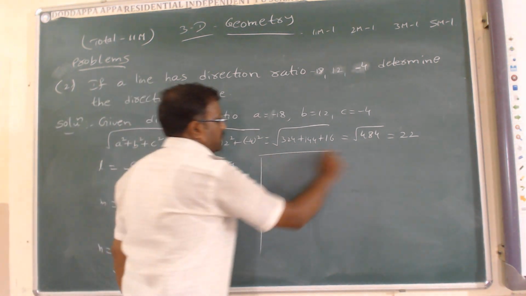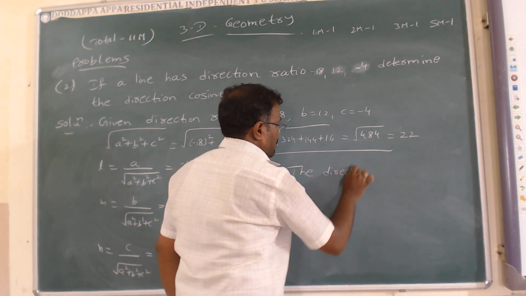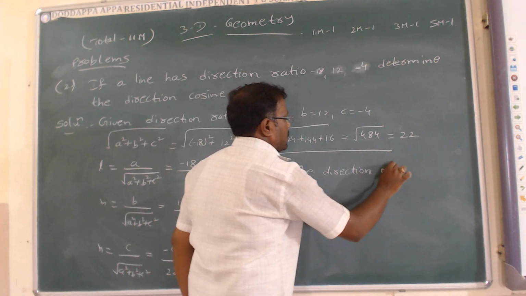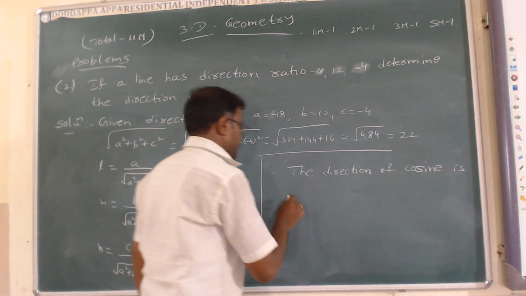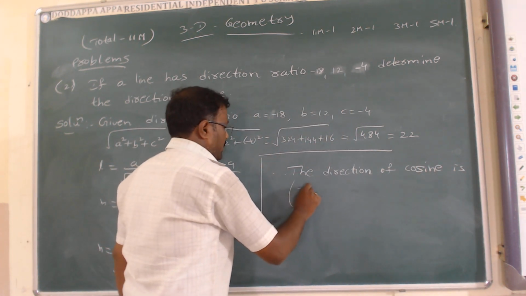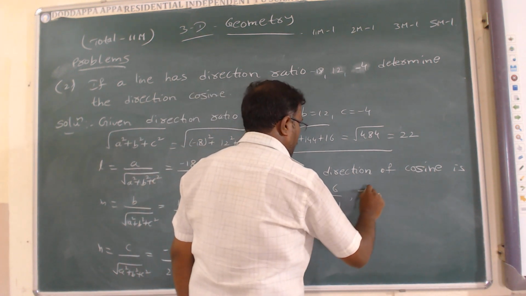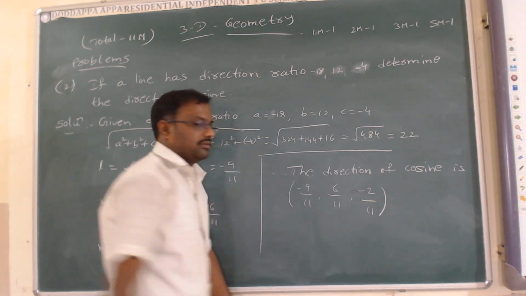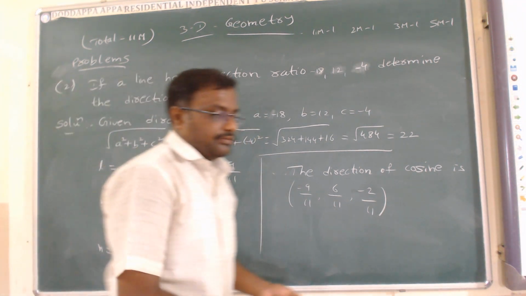So therefore, the direction cosines are minus 9 by 11, 6 by 11, minus 2 by 11. Okay, this is the solution of the second problem.